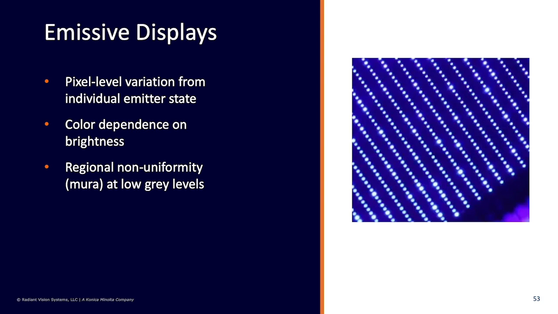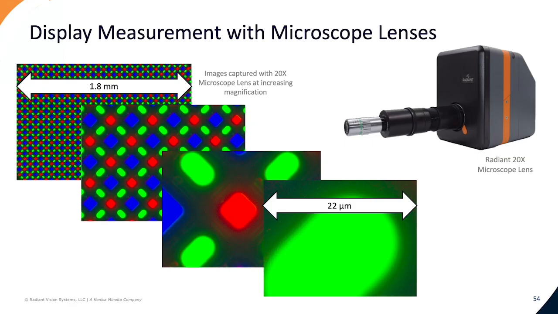Compared to previous technology, LCD has a backlight and unique filters to show the color and luminance. This is not the case for OLED pixels. They exhibit pixel-level variation, color dependence on brightness, and non-uniformity known as mura at low gray levels. Measuring pixel-level variation for today's OLED and micro-LED displays typically requires a high-resolution imaging system and a microscope lens. For example, the Radiant ProMetric Imaging Colorimeter and 20x microscope lens was used to measure the display pixels shown in the images here.